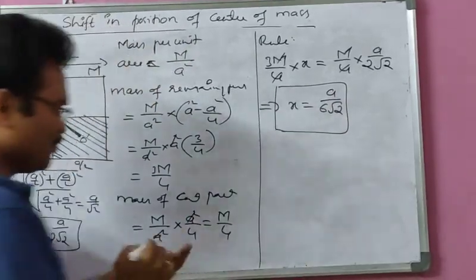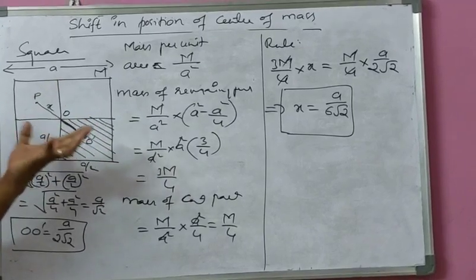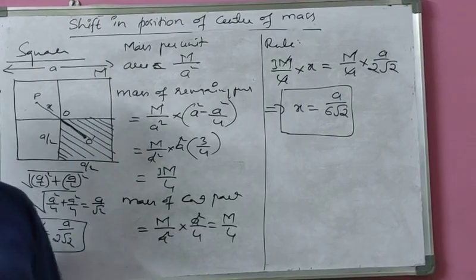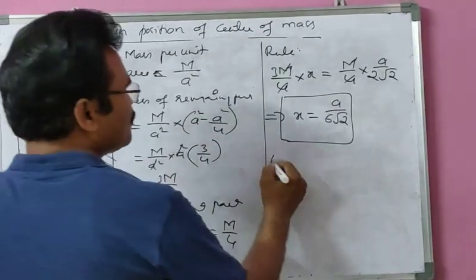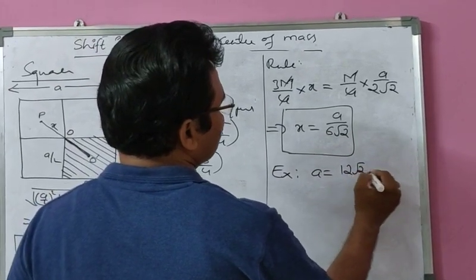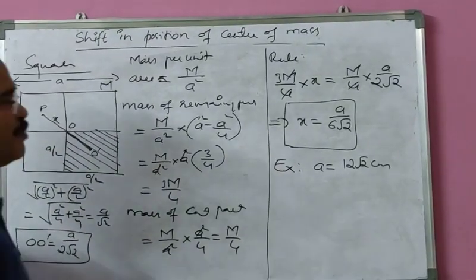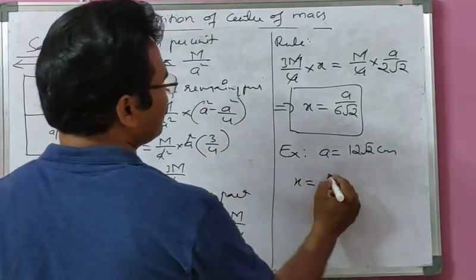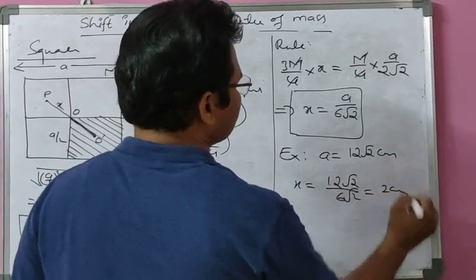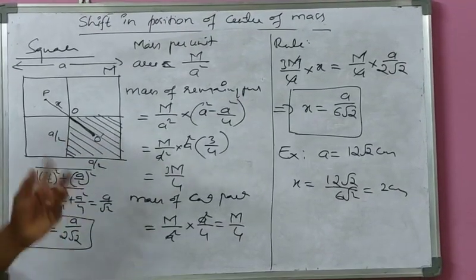So this is the shift in position of the center of mass in the case of a uniform square of side A. For example, if you are given A equal to 12 root 2 centimeter, and one fourth of it is removed, what is the shift in position? You can simply calculate x equal to 12 root 2 by 6 root 2. You are going to get 2 centimeter. That means the shift in position of the center of mass will be 2 centimeter in this case.